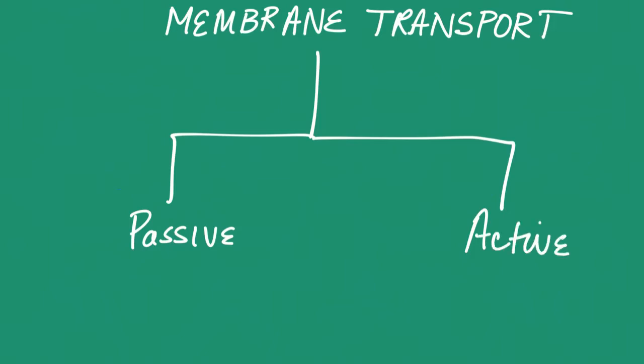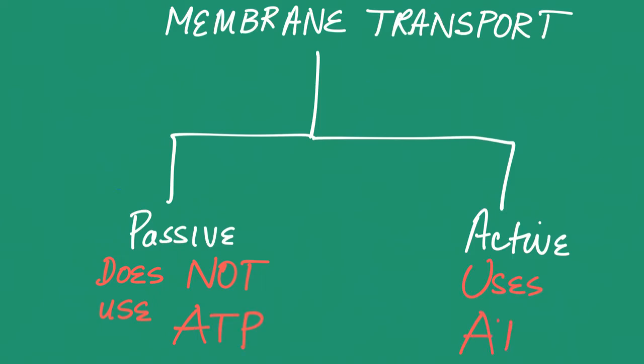So let's write it down here. Passive transport does not use ATP. Active transport uses ATP.